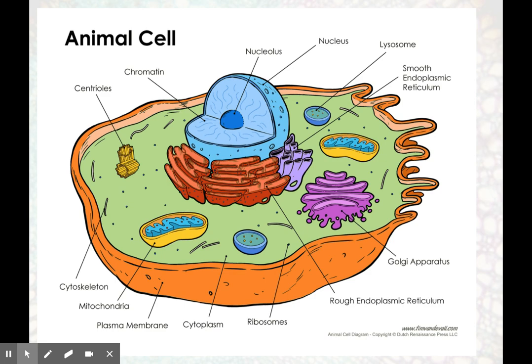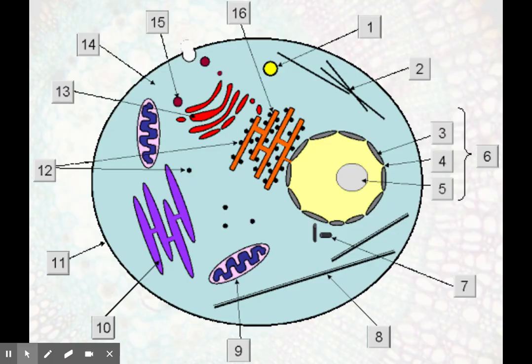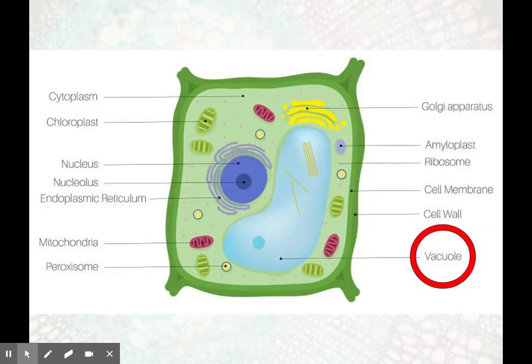Many animal cells do not have vacuoles, so a lot of times you won't see them. If you do see them, they will be medium sized like this, and they will be irregularly shaped. This diagram does not seem to have vacuoles because it's an animal cell.